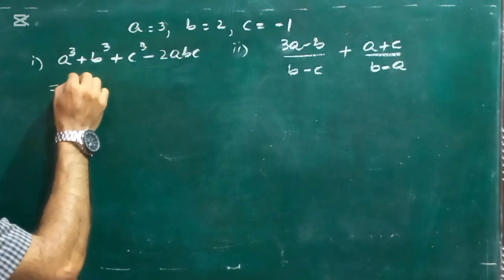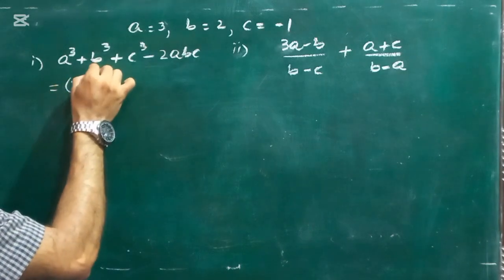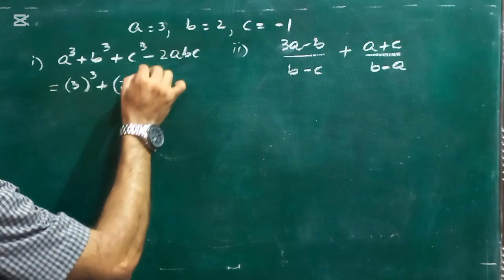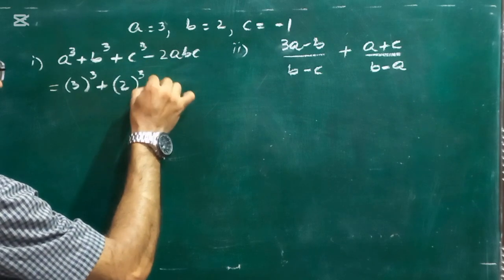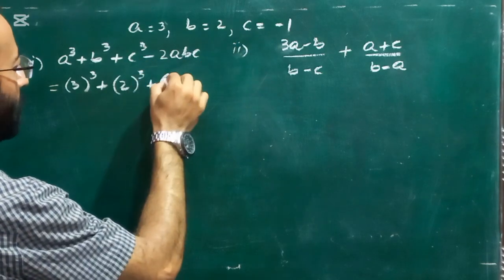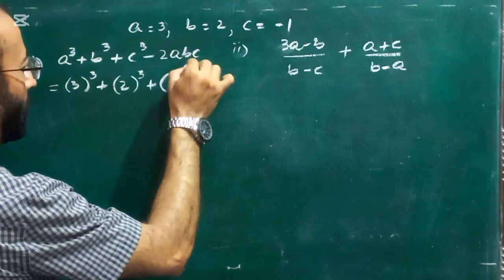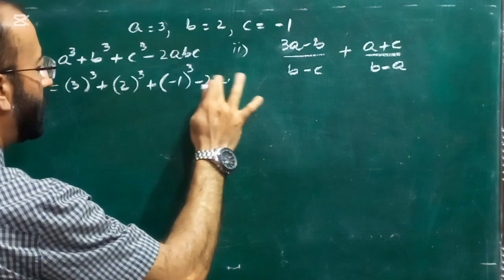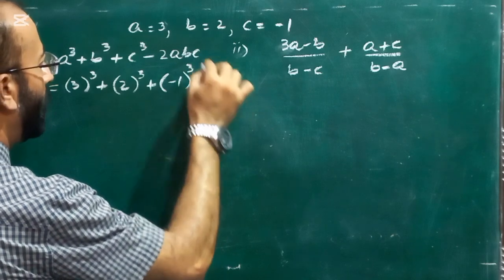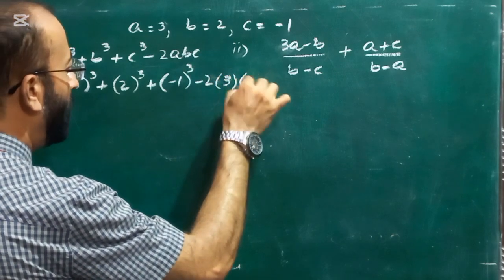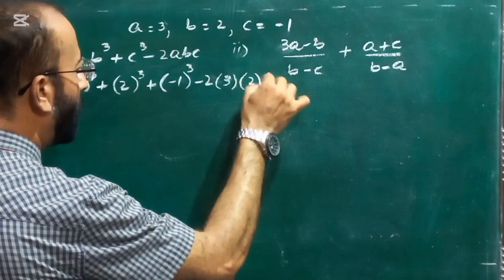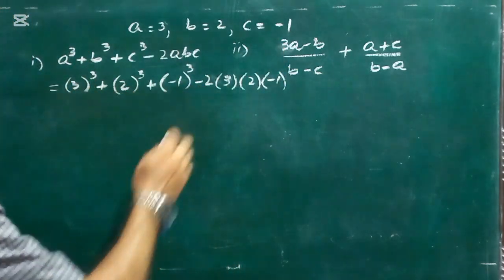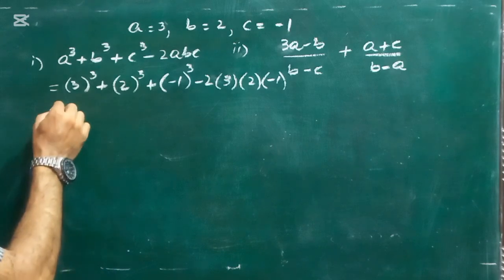So look now, in the first part we are going to put the values. A is 3, so 3 cube plus B, that is 2 cube, plus C is minus 1 cube, minus 2ABC. So A's value is 3, B's value is 2 and C's value is minus 1. So we have put the values into the equation and now we will solve it.